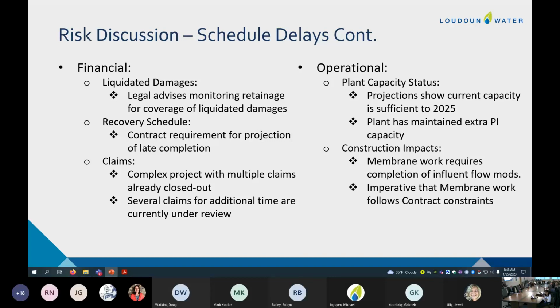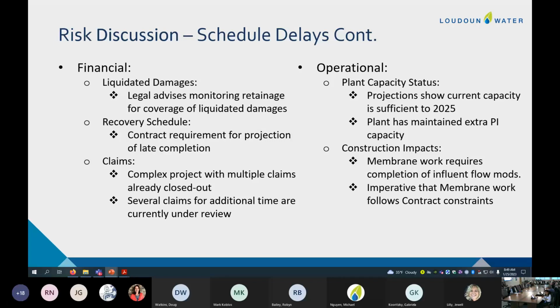And then over on the operational side, in terms of plant capacity, we are good on plant capacity through 2025 in terms of the current 10 MGD capacity of the plant as we stand right now. And then also we have worked to maintain a buffer of capacity in the Potomac Interceptor as needed. So we have that latitude there as well.